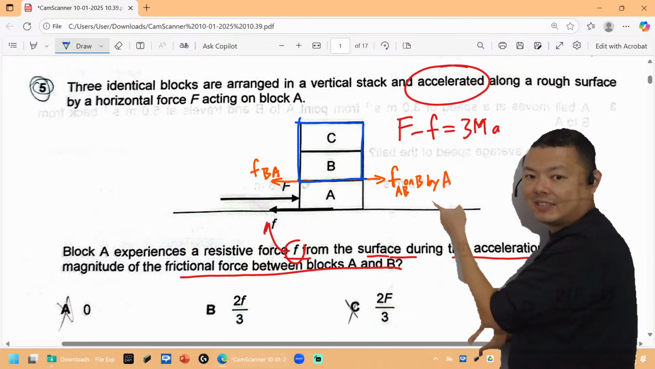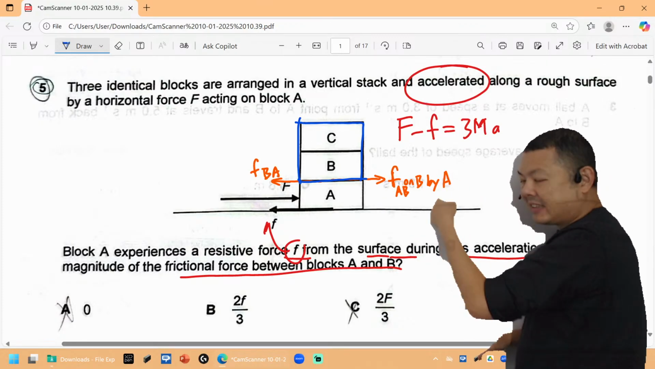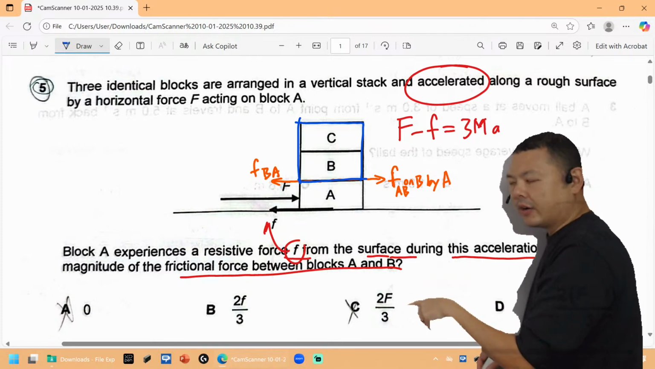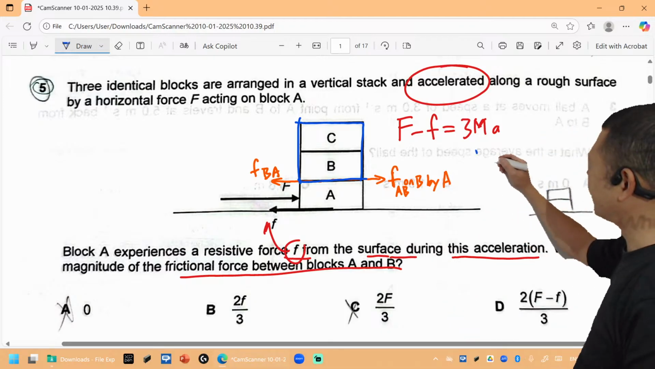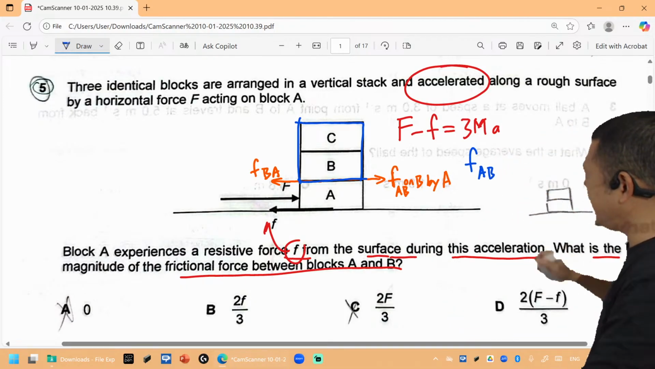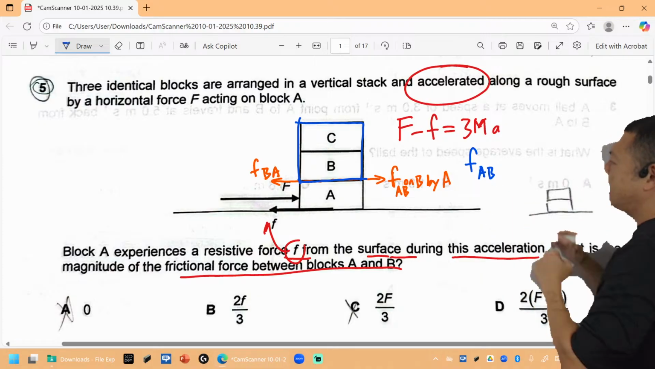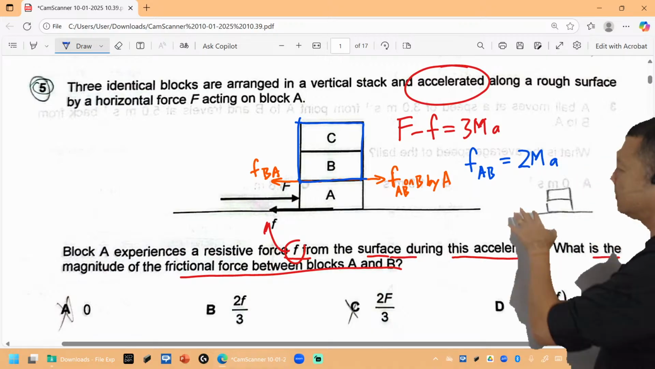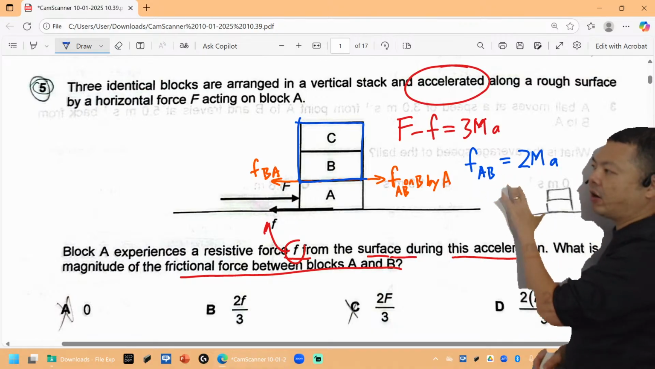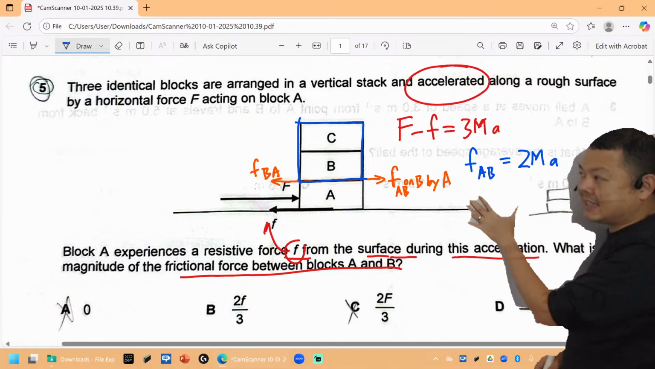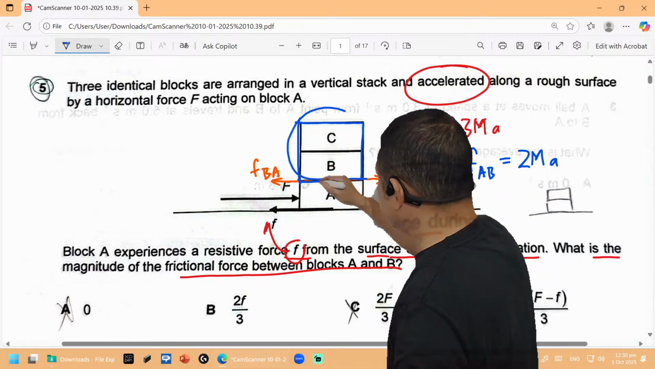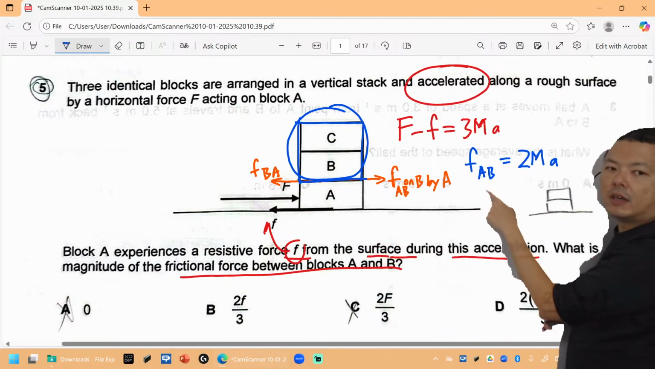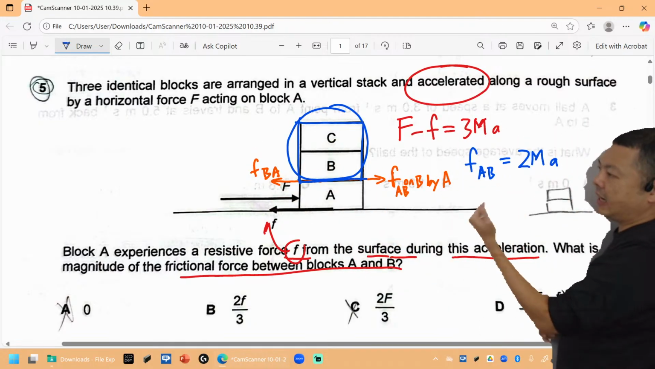This friction, right? It will be this friction. And honestly speaking, that's exactly what they're asking for. Okay, so if that's the case, I can write down another equation. I can write down friction by A on B is equal to 2ma. There's no other opposing force acting on B and C together. So if you group B and C together, there's only one force, which is this one here, Fa, the friction that's acting on the underside.